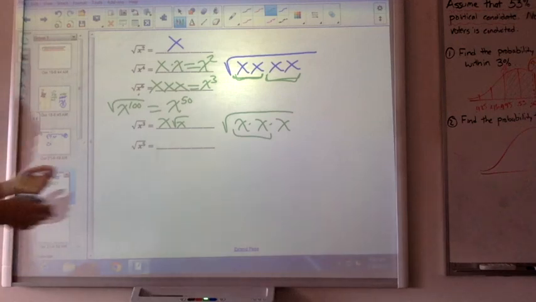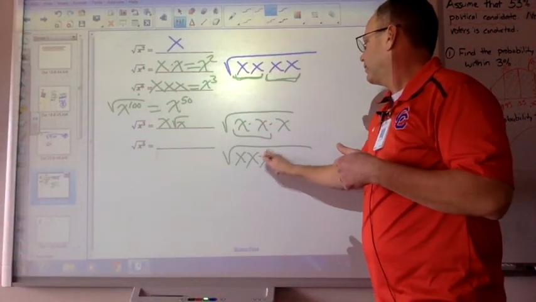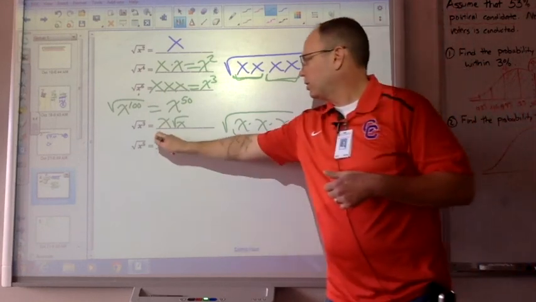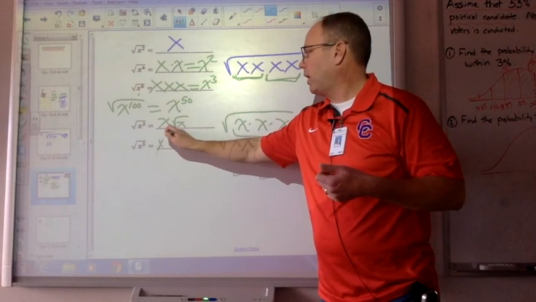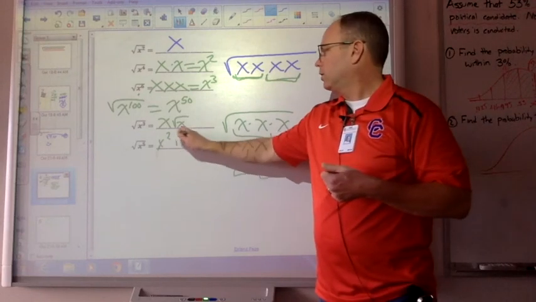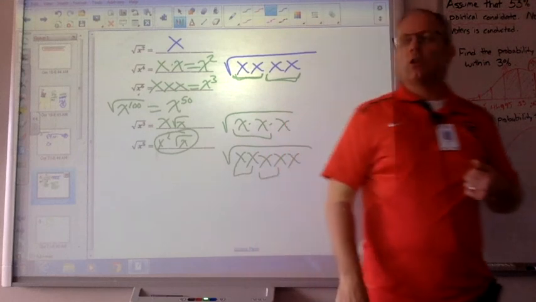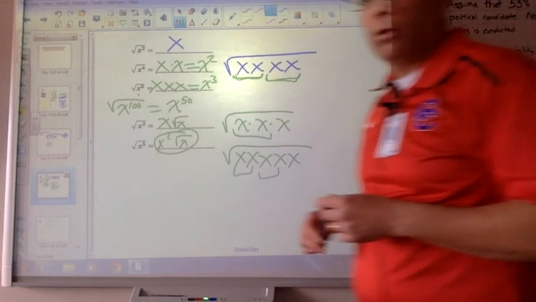X to the fifth. Let's talk about x to the fifth. X to the fifth is this. Right? What's the square root of that? X. What's the square root of that? X. So x times x is x squared. That's outside, right? What's left inside? An x. X squared square root x is our answer. So what is the answer to the square root of x to the fifth? X squared square root x. They both go with each other.